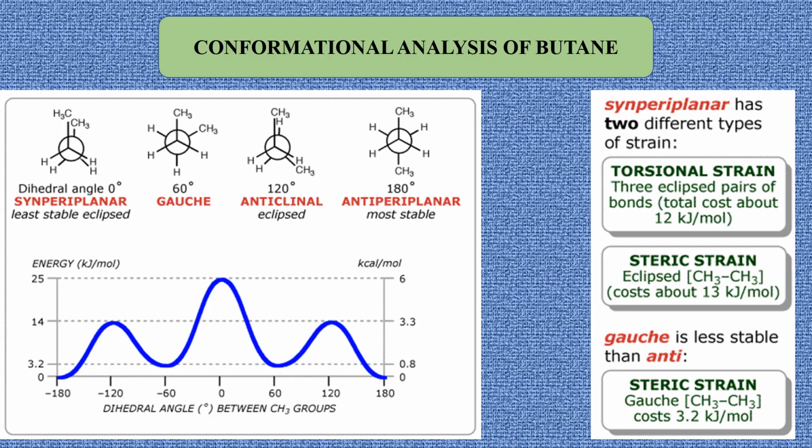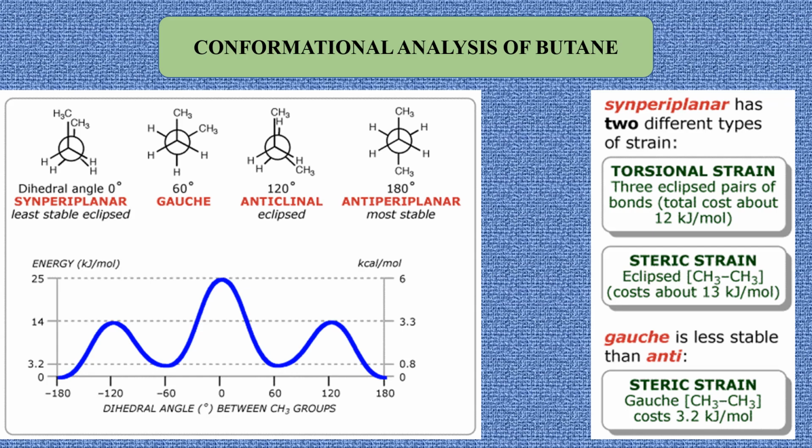Now, keeping the front carbon rigid, when we rotate the backside carbon by 60 degrees, we end with a staggered conformer. This is called a staggered gauche conformer. Since it is staggered, we expect it to be the most stable one, but it has slightly higher energy than the anti-periplanar conformation. It is having 3.2 kilojoules higher energy than the anti-periplanar conformation.